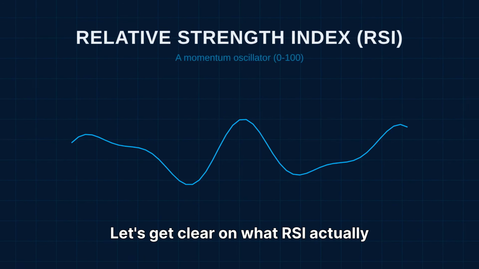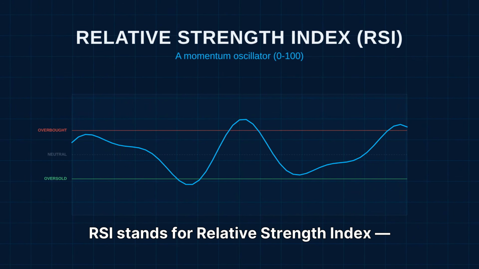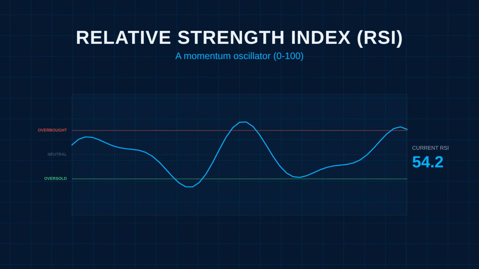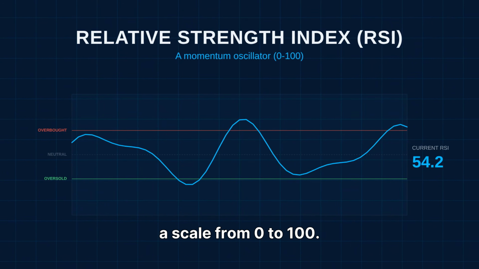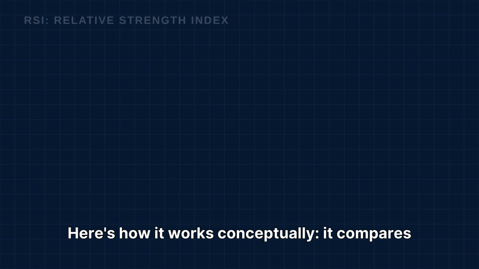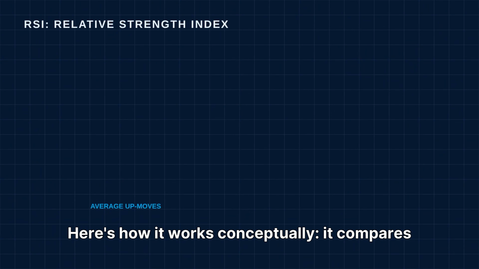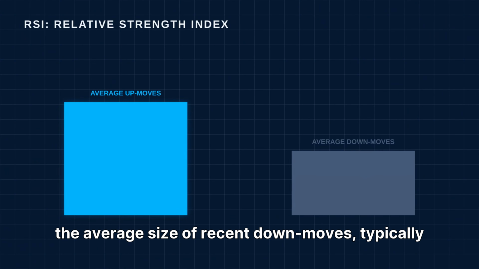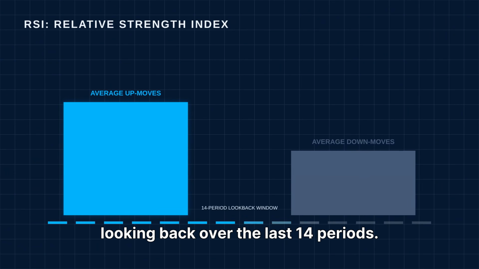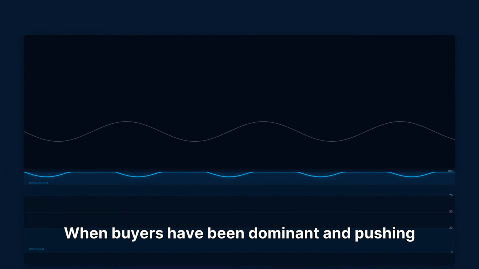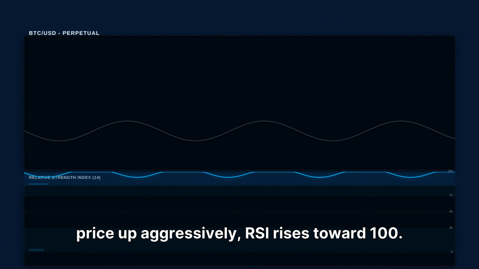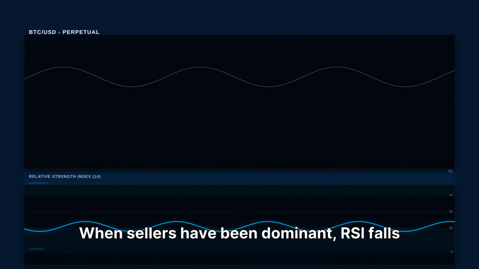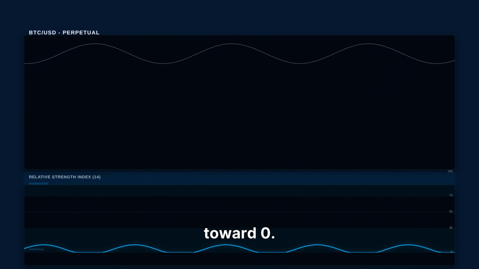Let's get clear on what RSI actually is. RSI stands for Relative Strength Index, a momentum oscillator that measures the speed and size of recent price changes on a scale from 0 to 100. Here's how it works conceptually. It compares the average size of recent up moves to the average size of recent down moves, typically looking back over the last 14 periods. When buyers have been dominant and pushing price up aggressively, RSI rises toward 100. When sellers have been dominant, RSI falls towards 0.